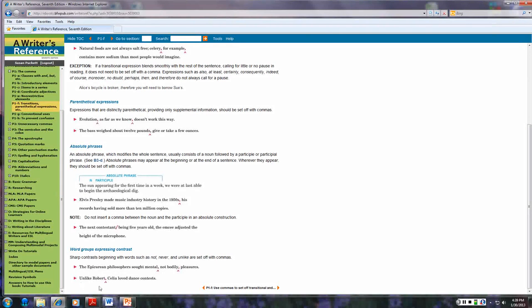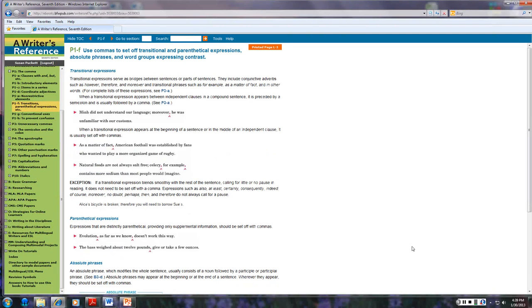Unlike Robert, Celia loved dance contests. The Epicurean philosophers sought mental, not bodily, pleasures. Parenthetical expressions are set off by commas. Typically, there is a natural pause.